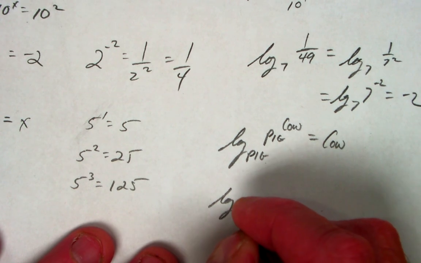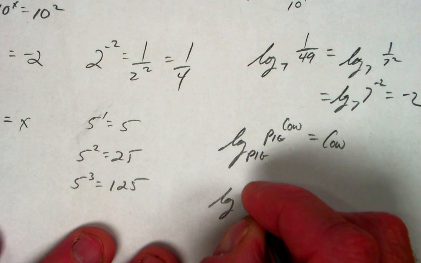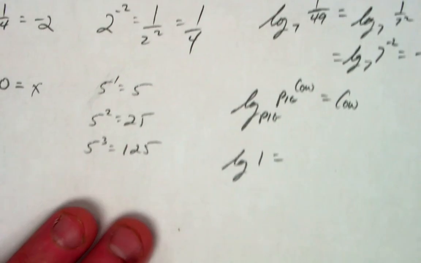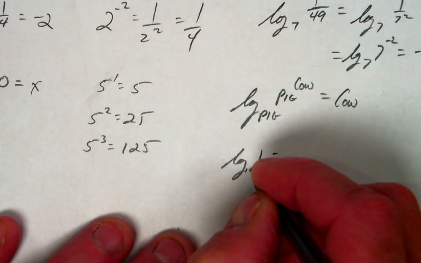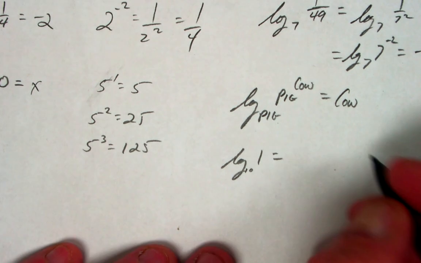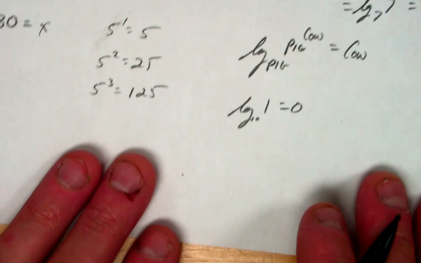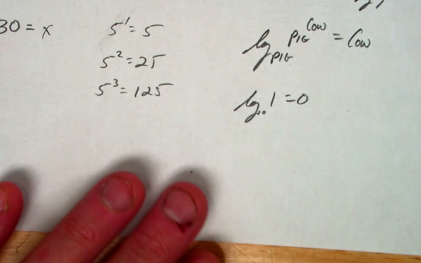Log of 1. Sorry, no. That would mean divide by that. A negative exponent means to divide. Base 10. 10 to what power gives me 1? 0. Okay.